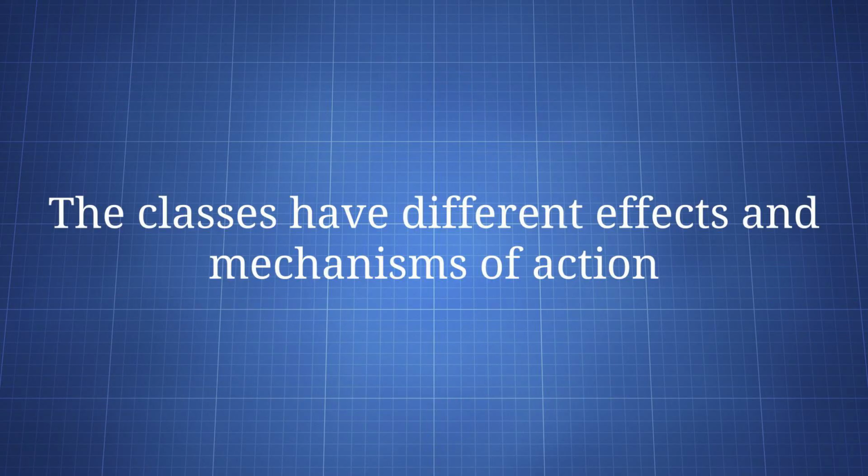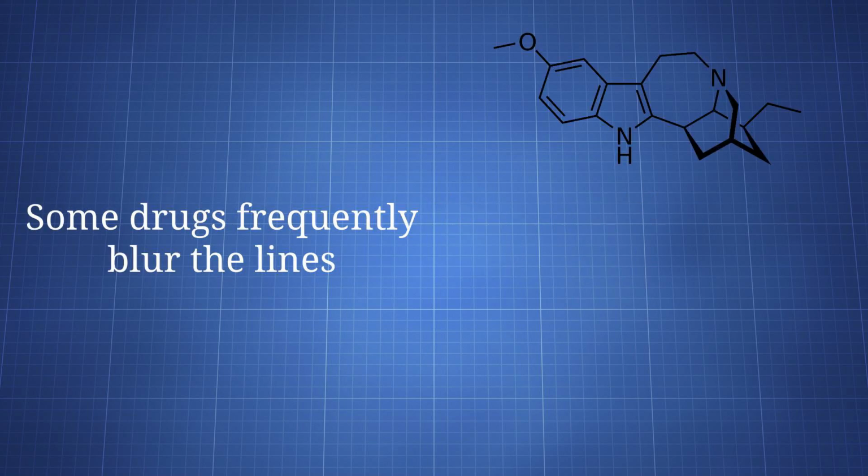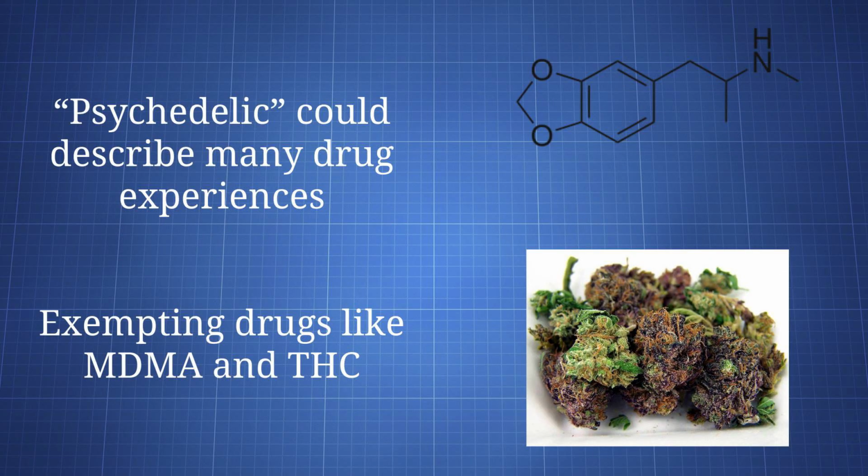Each of these classes has a clear set of effects and mechanism of action in the brain, though there are some drugs that blur the lines, such as ibogaine, salvinorin A, and DMT. Before we begin, it's worth noting psychedelic can be used to describe individual experiences coming from substances not usually included in the psychedelic class. For the purpose of this video, I am not including drugs like MDMA and cannabis in the psychedelic group, even though they can provide psychedelic-like experiences.